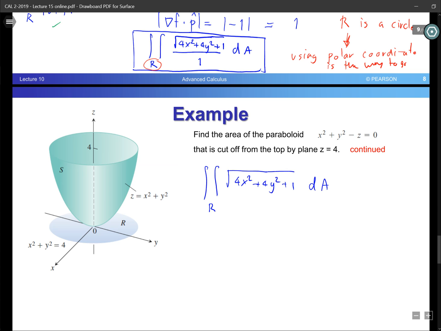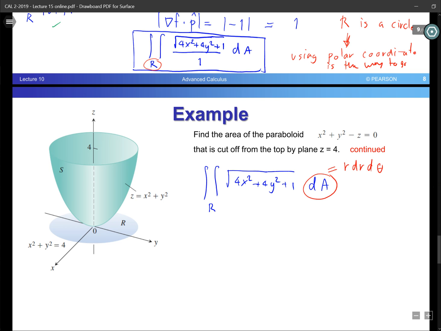Imagine having to integrate this with respect to x and respect to y. That is not going to be fun. So let's change this into a polar form. Alright, so in polar form, dA is going to be equal to r dr d theta.